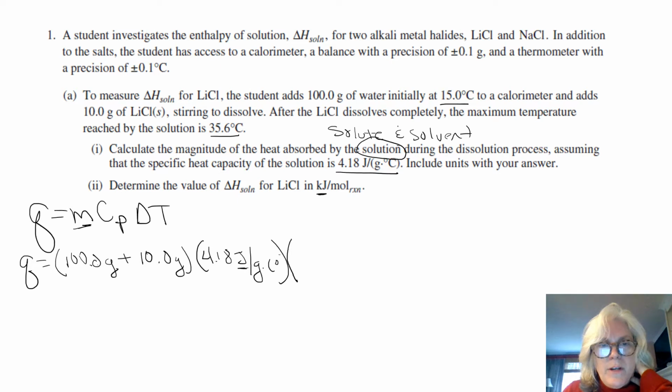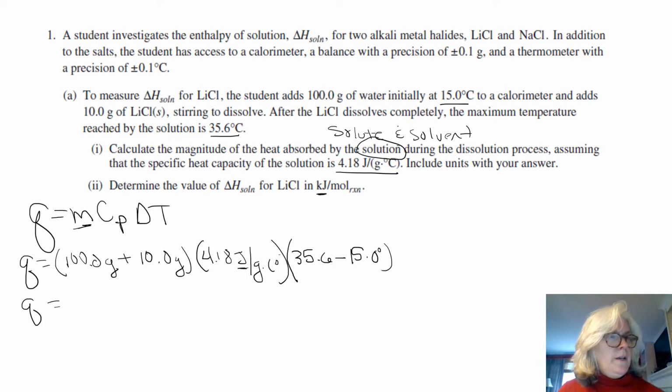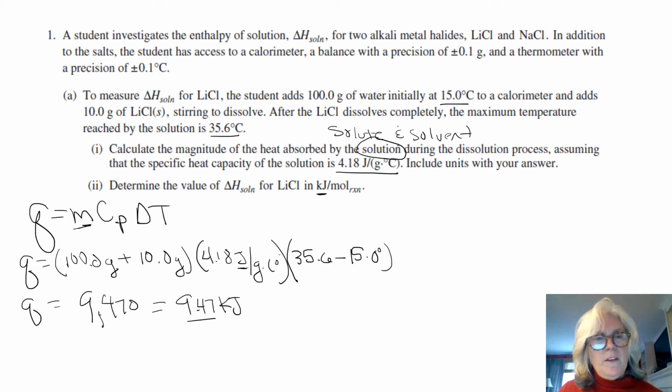And your delta T is going to be 35.6 minus 15 degrees Celsius. And when you do that, your q in terms of joules should be 9,470, which gives you 9.47 kilojoules. And I've got 3 significant figures because our temperatures are all 3 significant figures. So that's part A. Big takeaway: the mass of the solution has both of them.